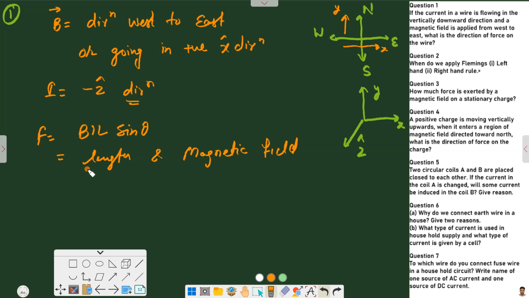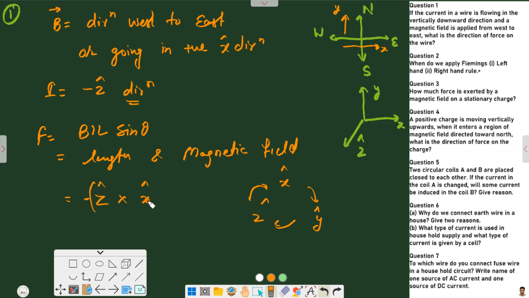We know that the direction of length is the same as the direction of current, so the direction of length is minus z, and that of the magnetic field is the x direction. It is minus z, it is x. And when you solve it using our direction method, x y z, then you find you are going z to x.